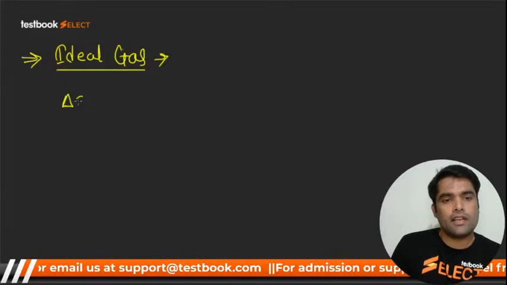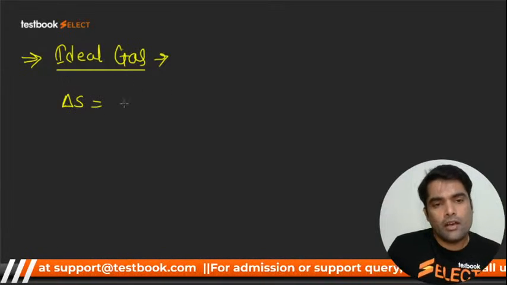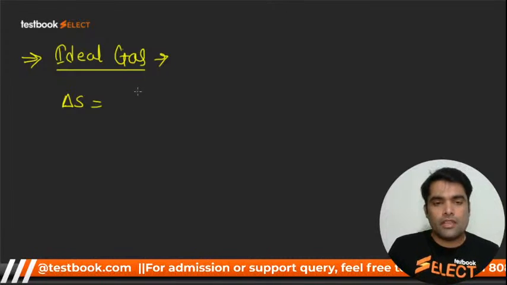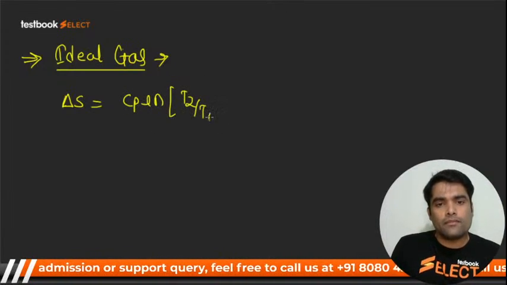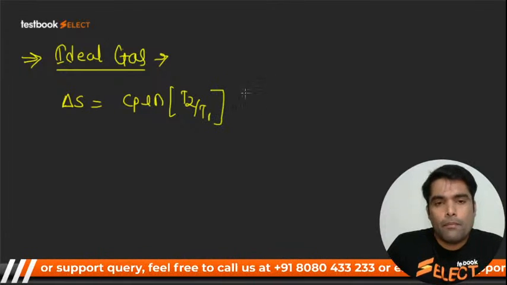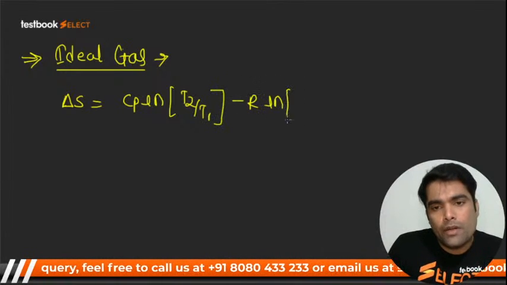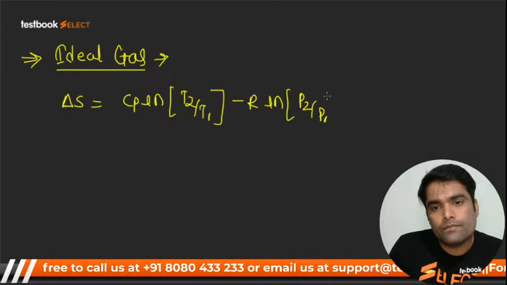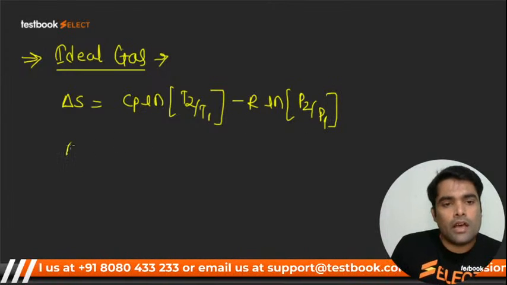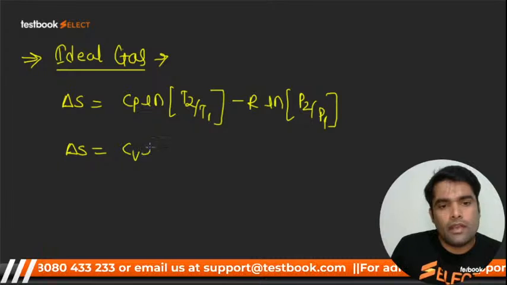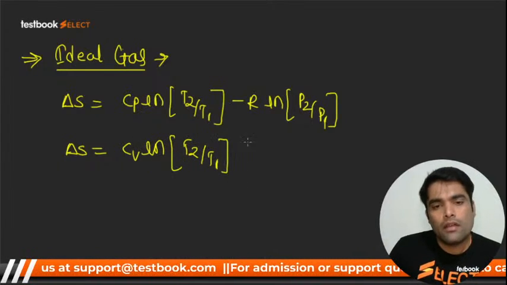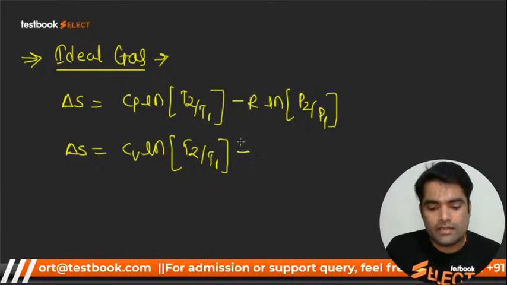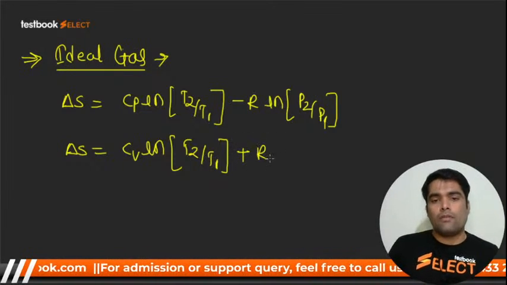If it is an ideal gas, my dear, then what is the formula? So see, my dear, delta S, the first formula, we have what, my dear? MCp, that you can say Cp ln of T2 by T1 minus R ln of P2 by P1. We have delta S is equal to Cv ln of T2 by T1 plus R ln of V2 by V1.